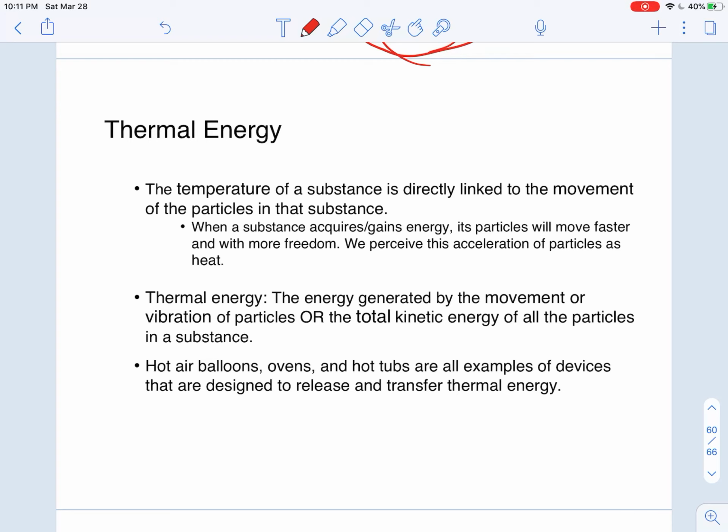the temperature of something is linked to how quickly the particles are moving. And the more energy it gains, the faster those particles will move. So the term thermal energy is the energy created or generated from those moving particles, and movement is the same as kinetic energy. So when we talk about movement, we're talking about the word kinetic energy.